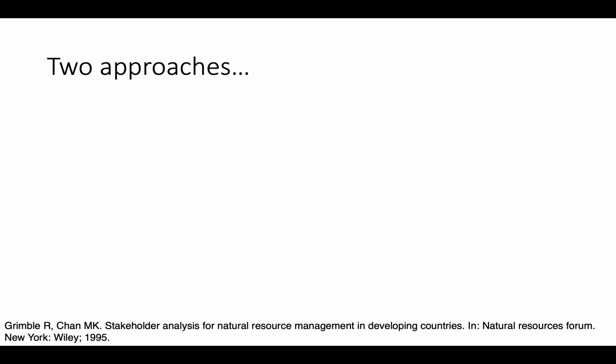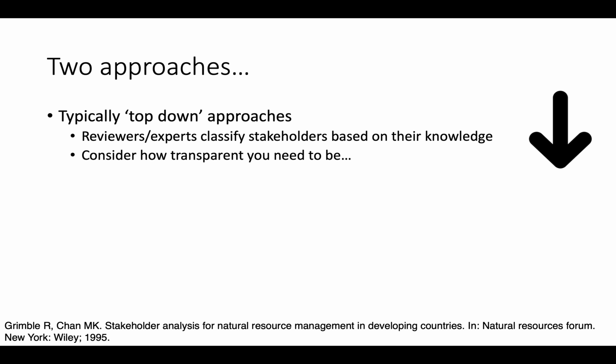So there are two approaches to stakeholder analysis, and you can have a look at this reference for more details. Most approaches are top-down. That means that either systematic reviewers or subject experts classify the stakeholders based on their knowledge of them. For top-down approaches, we need to be quite careful about how transparent we are. We might want to be very transparent in our stakeholder engagement activities, but we need to be careful where we are classifying people. That might not go down very well with certain groups.